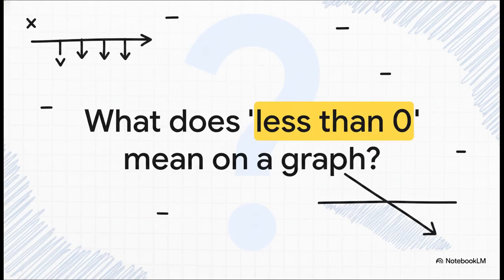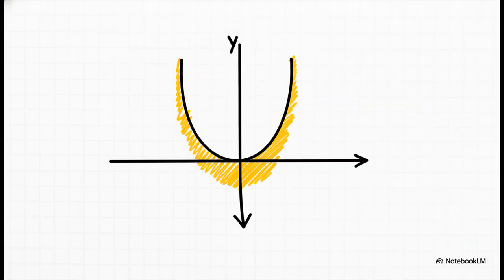So let's bring it back to the original question. It's asking, where is this whole thing less than 0? What does that even look like on a graph? Yeah, less than 0 is just a fancy way of saying below the x-axis. And once you see that, suddenly the solution becomes super clear, doesn't it?